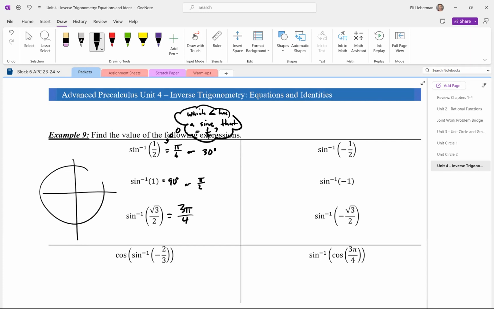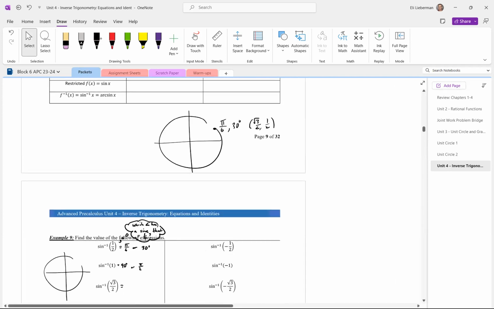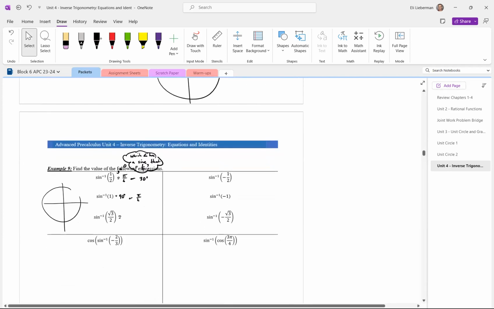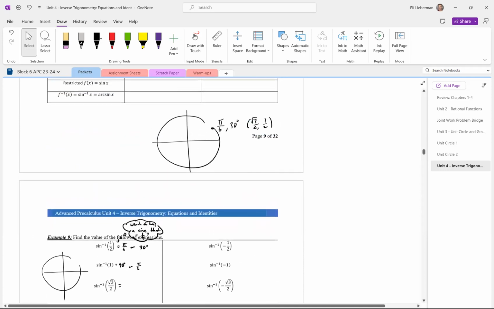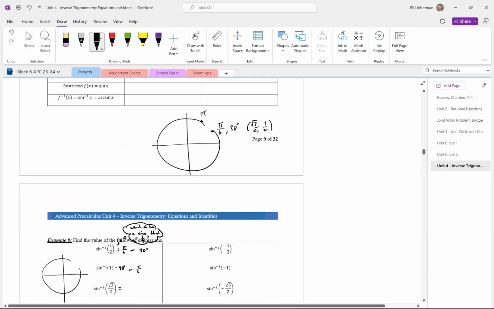Oh no, this is root 3 over 2. Yeah, root 3 over 2. Let's see. Pi over 3, is that right? Yeah. And let me check this pi over 3 that's right here. That's 1/2 comma root 3 over 2.